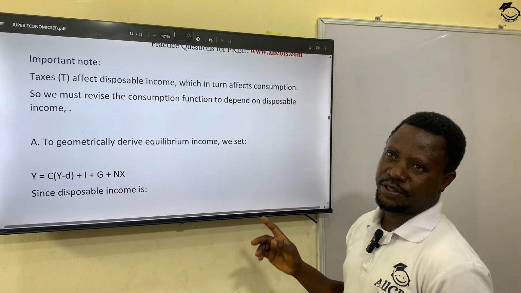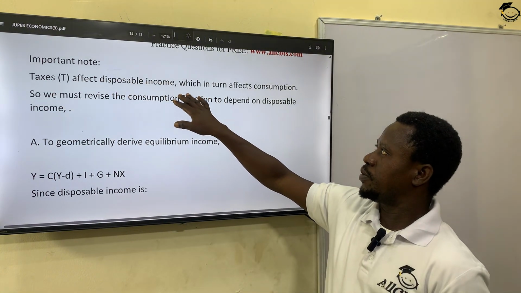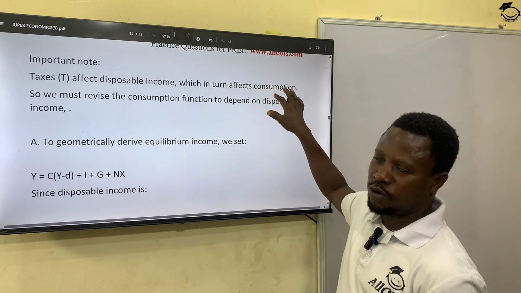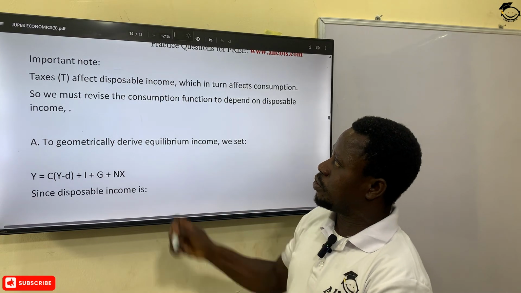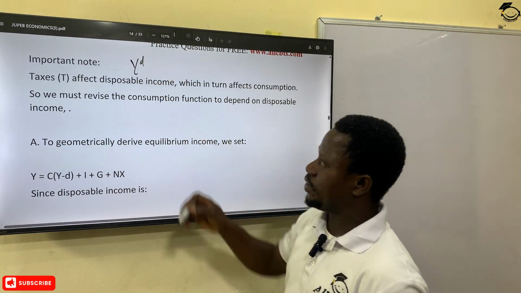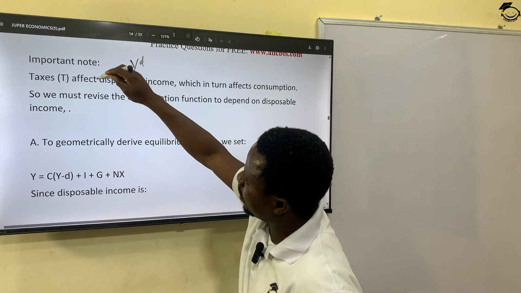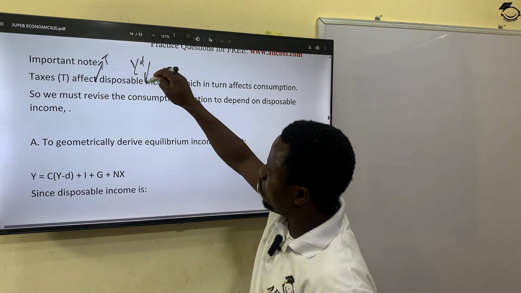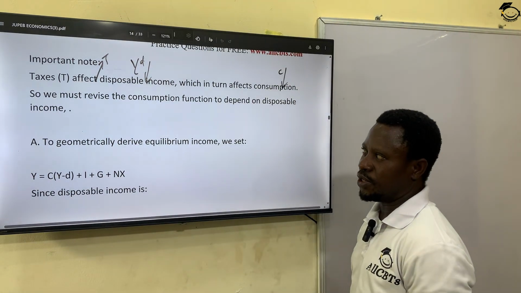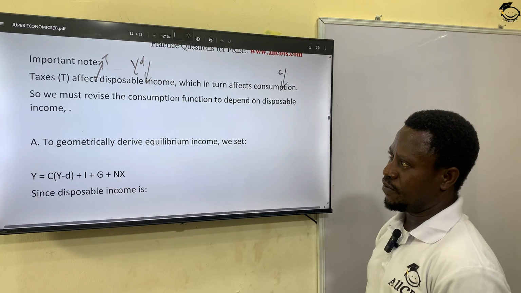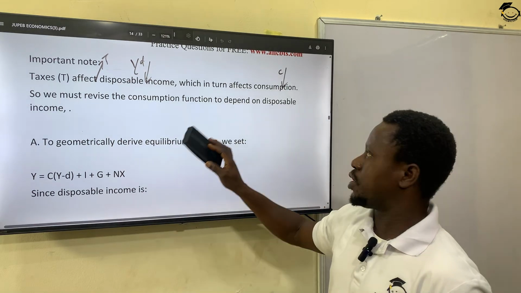Okay, please take note of what I just said now, that your tax affects your disposable income, which in turn affects your consumption. As your tax increases, your disposable income reduces. And remember that disposable income is represented by Y raised to power D. Okay? So when your disposable income is low, just look at my arrow. As your tax increases, disposable income what? Reduces. As it reduces, it affects your consumption. Your consumption will also what? Reduce. Because you can only spend what you have. Okay? So we must revise the consumption function to depend on disposable income.